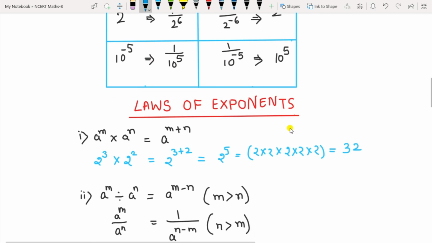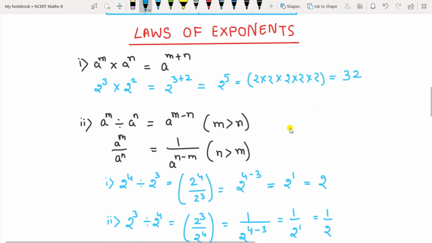Now to solve the questions of this lesson, you need to know some of the laws. Those are called the laws of exponents. The first law is a raised to m into a raised to n equals a raised to m plus n. Here you can see that the bases of these exponents are the same. The bases are the same, the powers are different, and there is multiplication in between. If it is so, then you have to add the powers.